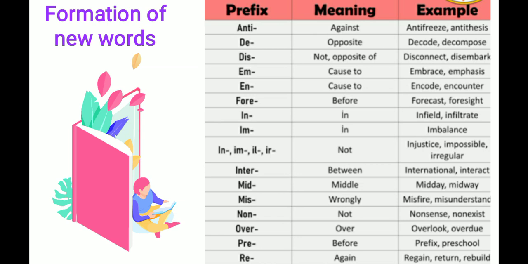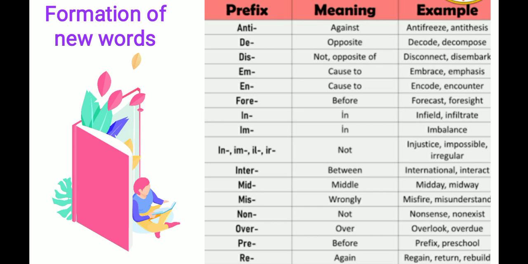Inter means between. The new words can be formed: international, interact, interaction. Mid means middle. With day we can add mid, it will become midday. With way we can add mid, and the new word will become midway, which means in the middle of the way. Mis means wrongly. With fire we can add mis, the word will become misfire. With understand we can add mis, the word will become misunderstand.